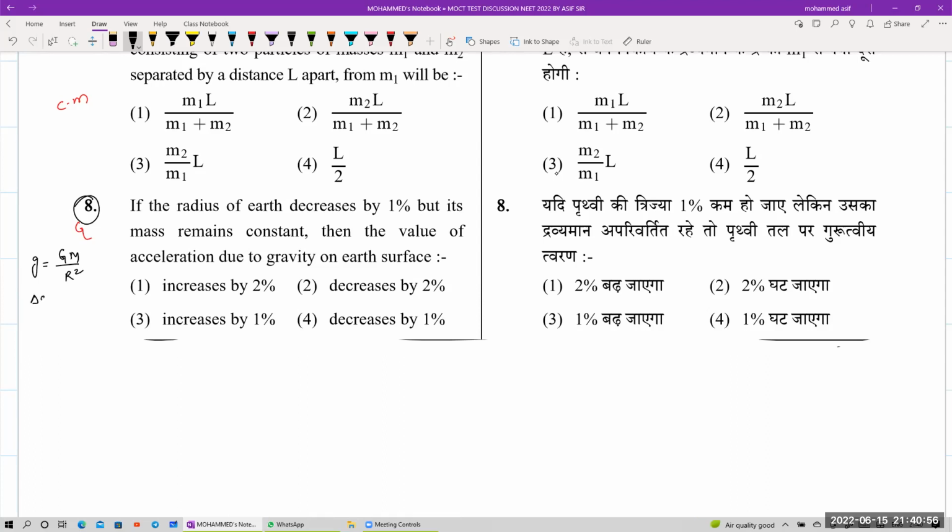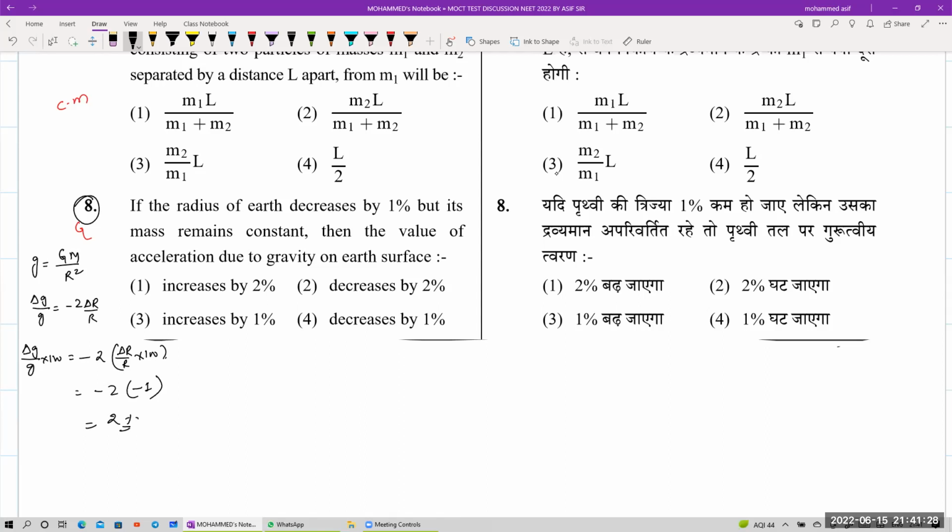If capital M is a constant, g is also constant for this one. So I can write the error for this one. Delta g by g will be equal to minus 2 times delta r divided by r, isn't it? So if I'm writing in terms of percentage, delta g by g into 100 will be equal to minus 2 into delta r by r into 100, isn't it? So that is equals to minus 2 into, how much error right now? Radius has been decreased by 1%, so it is 1%. So that will come out for me a 2% positive value.